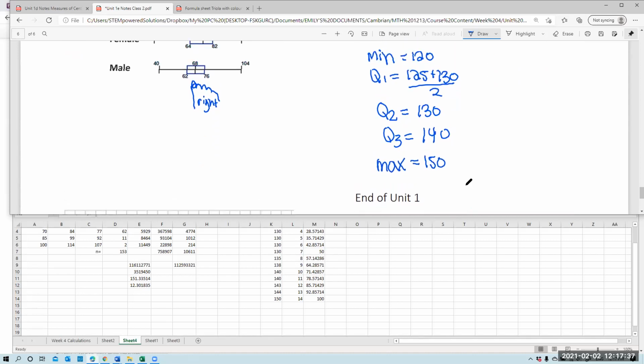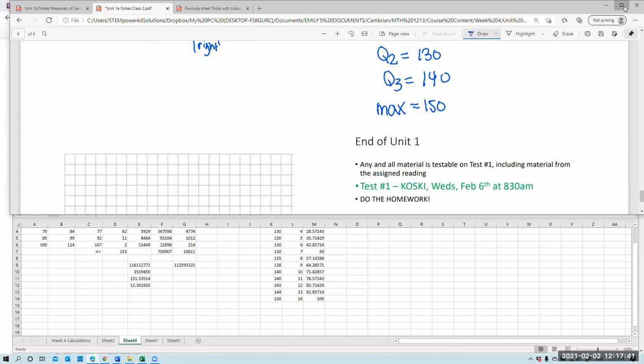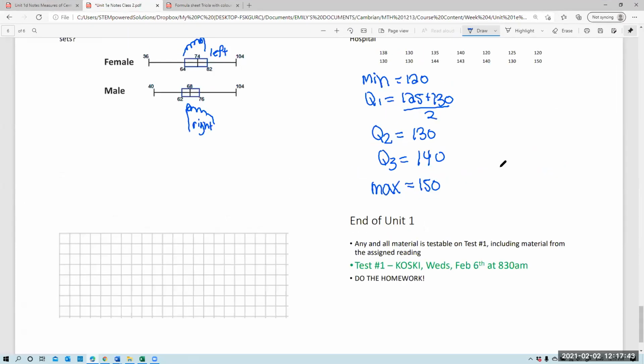Okay, so here's some graph paper for me to actually generate my box plot. I need to find the average between 125 and 130. 125 plus 130 equals 255, divided by 2 equals 127.5.